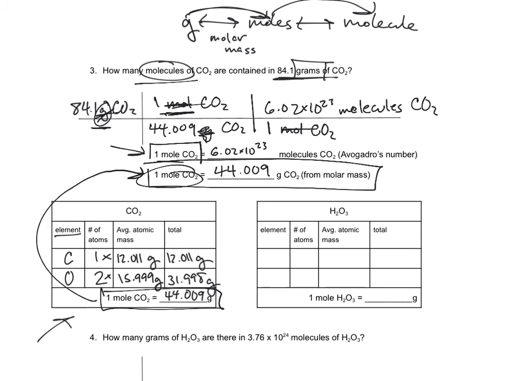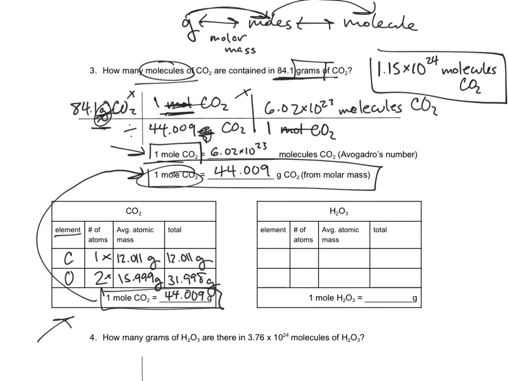The last thing to do is multiply and divide. So you multiply your 84.1 times 1 times 6.02 times 10 to the 23rd and divide that by 44.009 to get your total number of molecules. All right, and for that I get 1.15 times 10 to the 24th molecules of CO2, which is a reasonable answer for a number of molecules.